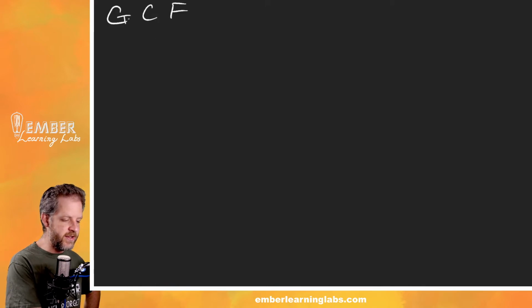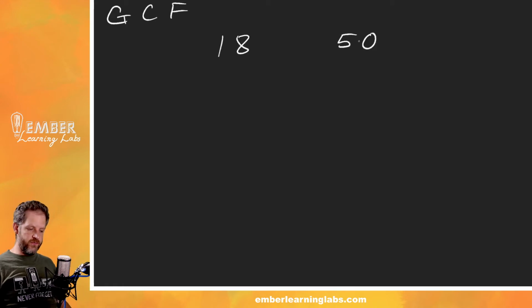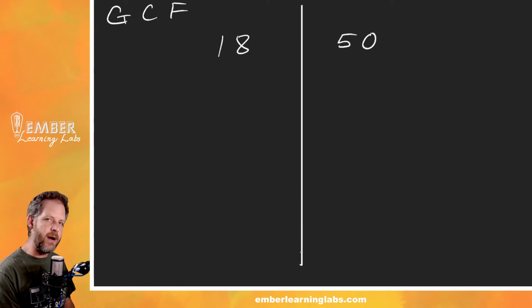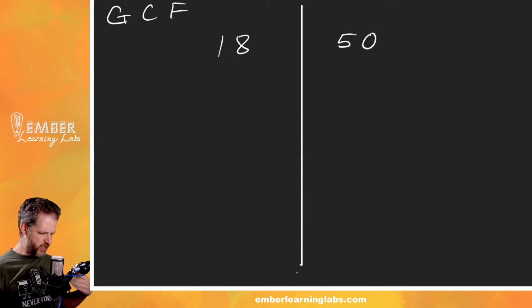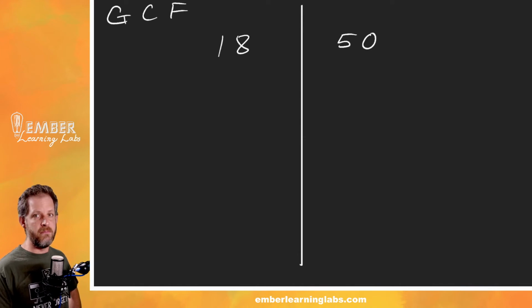GCF, greatest common factor, between, let's say, 18 and how about 50? The method we're going to use for doing this is we're going to start by doing a factor tree. There are different ways to do this, but I think a factor tree is a good way to start because it's very, very procedural. You do the same sort of method every time.